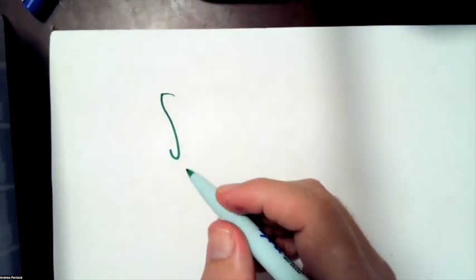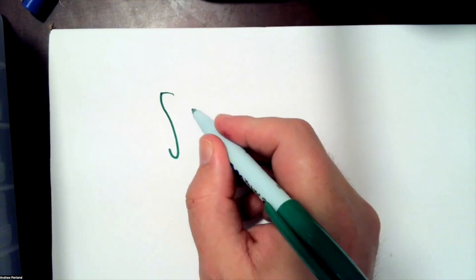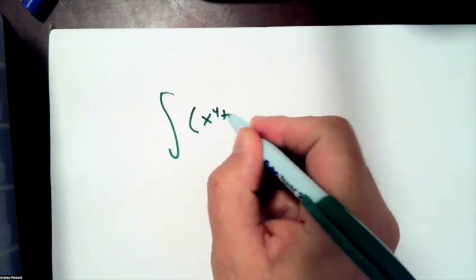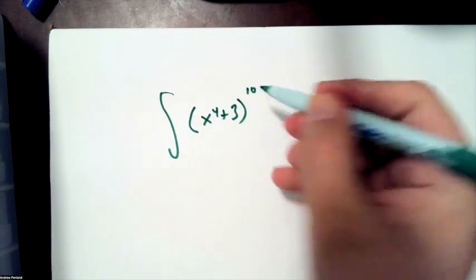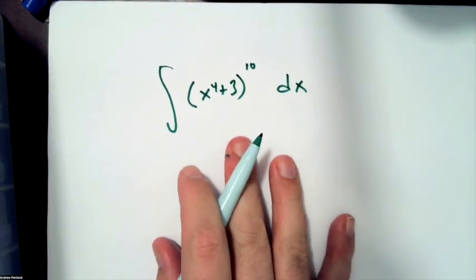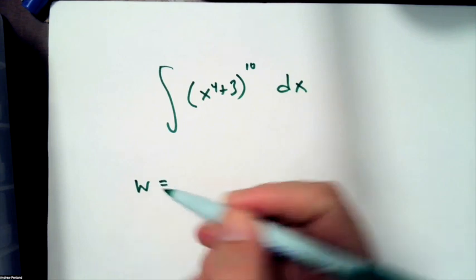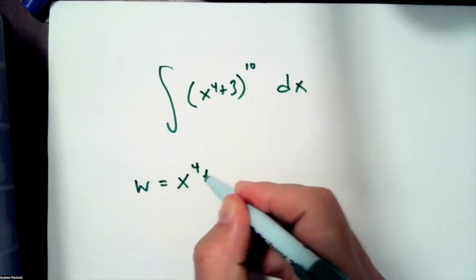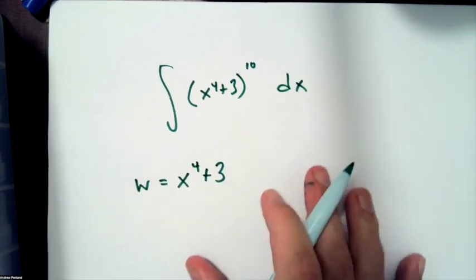So let's look at why you cannot do this one with substitution. We're interested in the indefinite integral of x to the fourth plus 3 raised to the 10th power dx. And the natural thing you'd want to do is a substitution: let w equal x to the fourth plus 3.